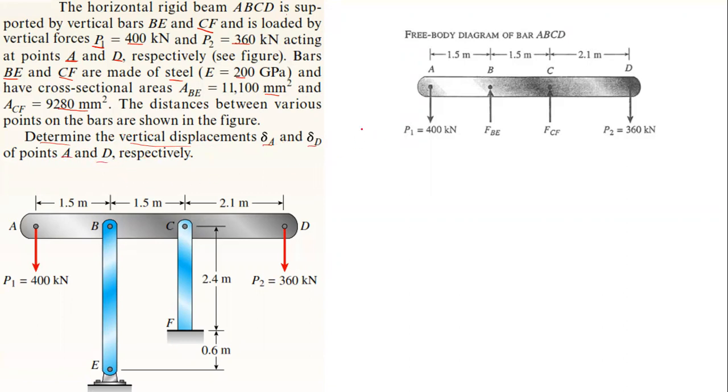Okay. So the first step in solving this kind of problem is we're going to draw the free body diagram. This is our step 1, the free body diagram. The free body diagram of this problem is very easy to draw.